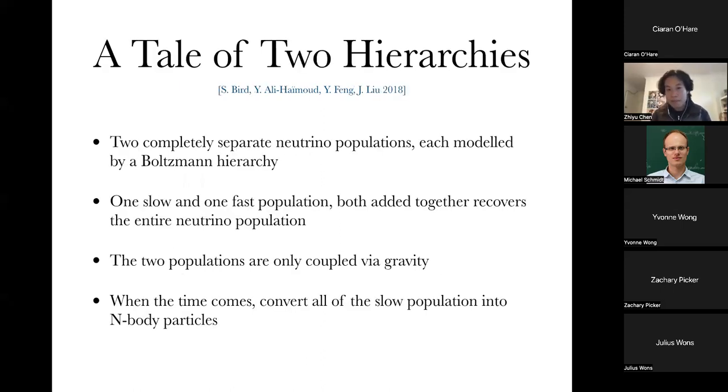The latest attempt at it, in 2018, was done as a 2 Boltzmann hierarchy approach. They separate the neutrino population into 2 groups, one a slow group and one a fast group, and the 2 groups together make up the entire population. These 2 groups are each modeled by their own individual Boltzmann equations and Boltzmann hierarchy. When the time comes, we can keep the fast group in their Boltzmann equation, evolving as perturbations, and then convert the slow group entirely into n-body particles.